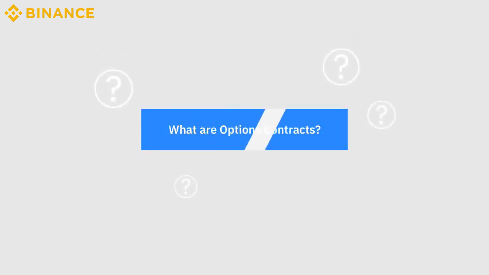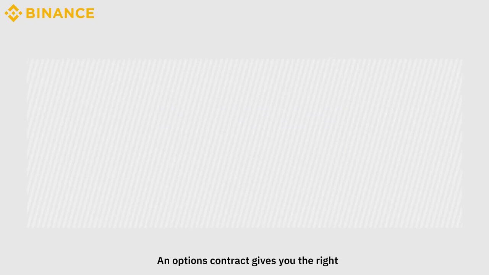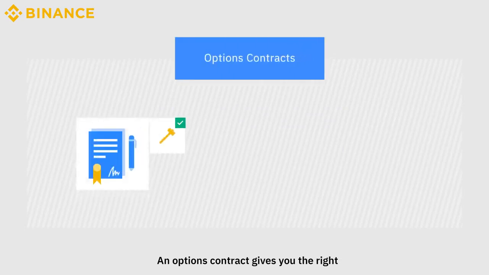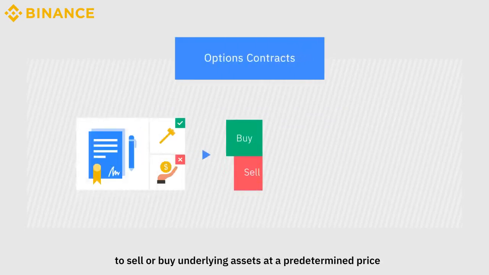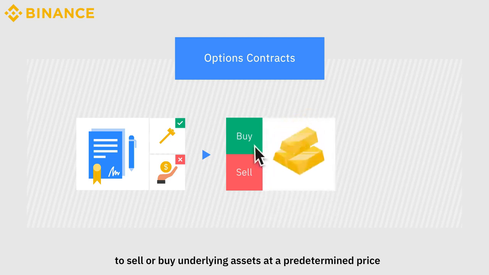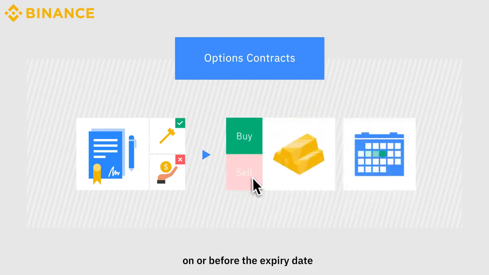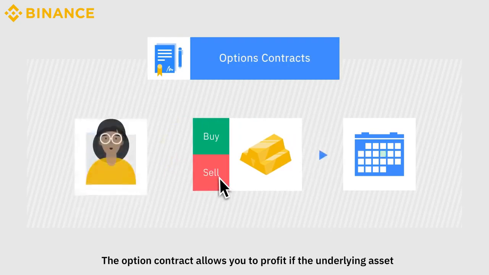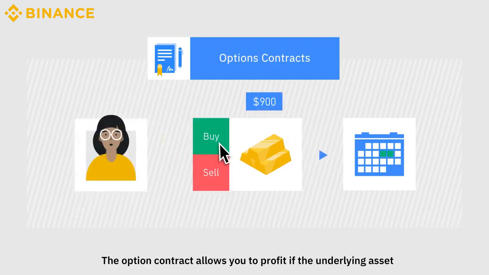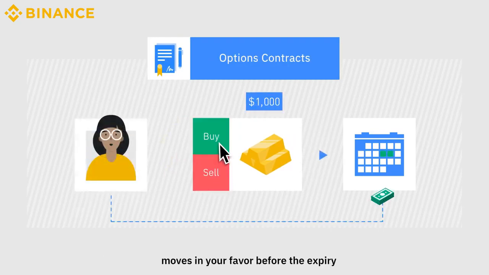What are options contracts? An options contract gives you the right, not the obligation, to sell or buy underlying assets at a predetermined price on or before the expiry date. The option contract allows you to profit if the underlying asset moves in your favor before the expiry date.